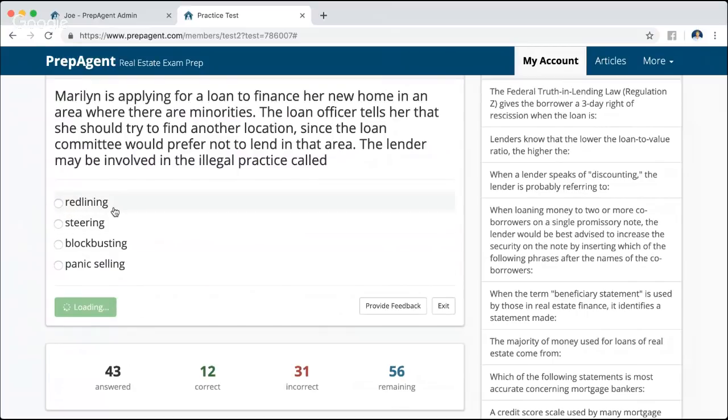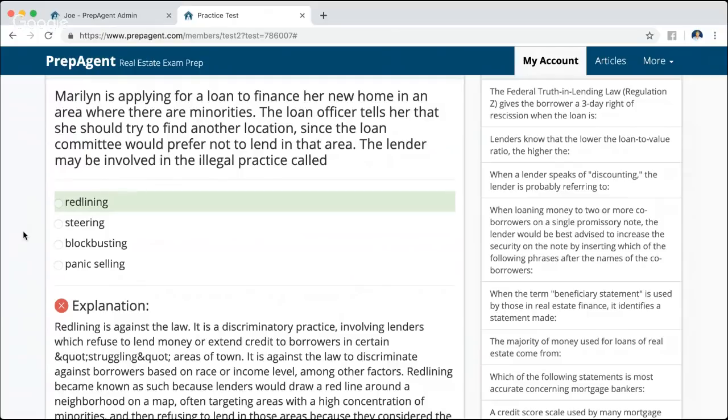Okay, and the answer is redlining. It's discriminatory practices when doing financing.